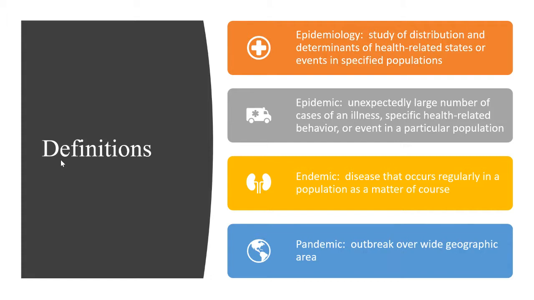And then a pandemic is an outbreak over a wide geographic area. So pandemics are usually used to describe diseases that occur in a country, on a continent, things of that nature. So a large geographic area.